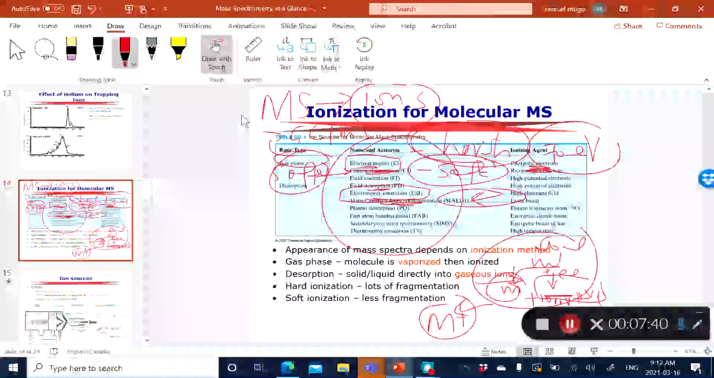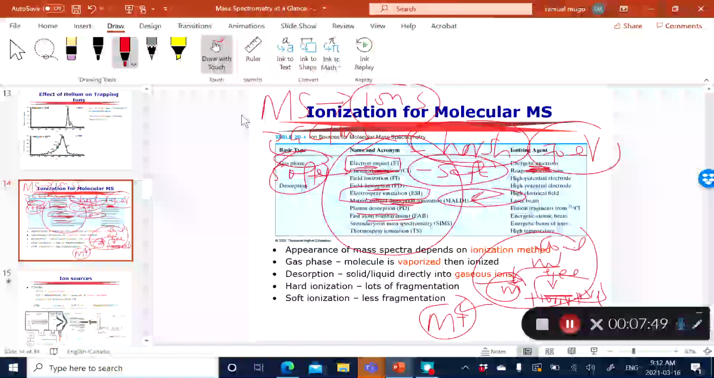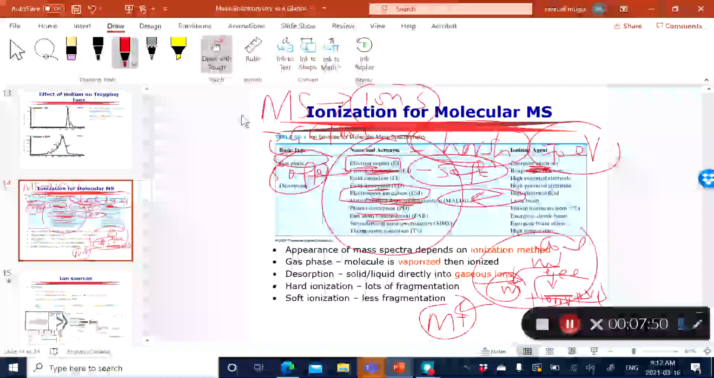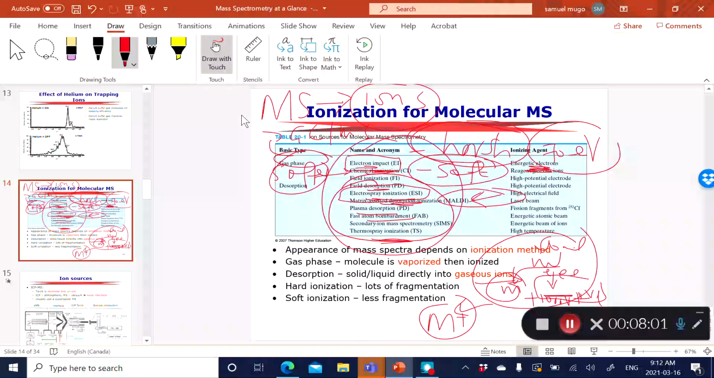And then you've got others, like the plasma desorption. There's fast atom bombardment. There's what you refer to as secondary ion mass spectrometry, again, secondary ionization. And lastly, you've got a method called thermospray ionization. Now, all these are relatively soft ionization techniques.